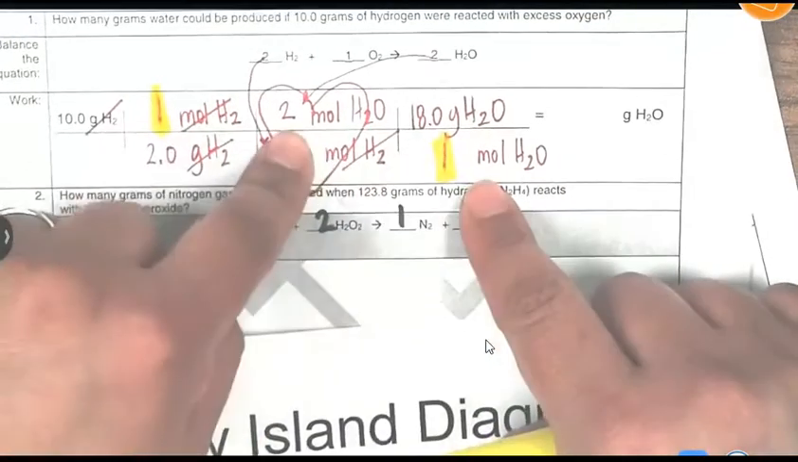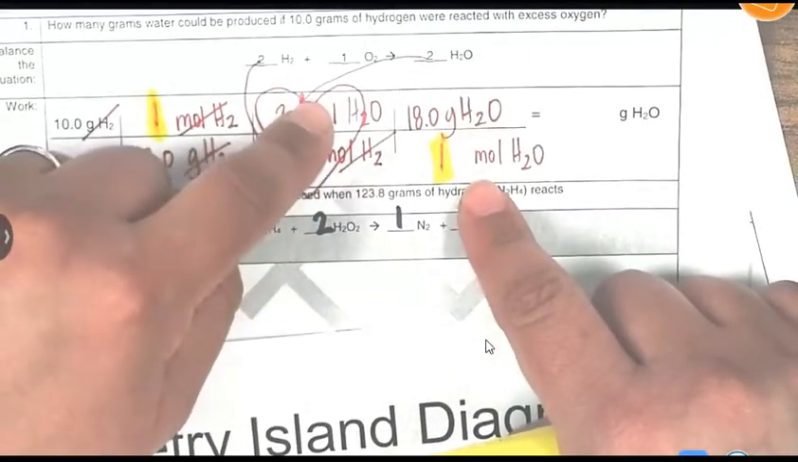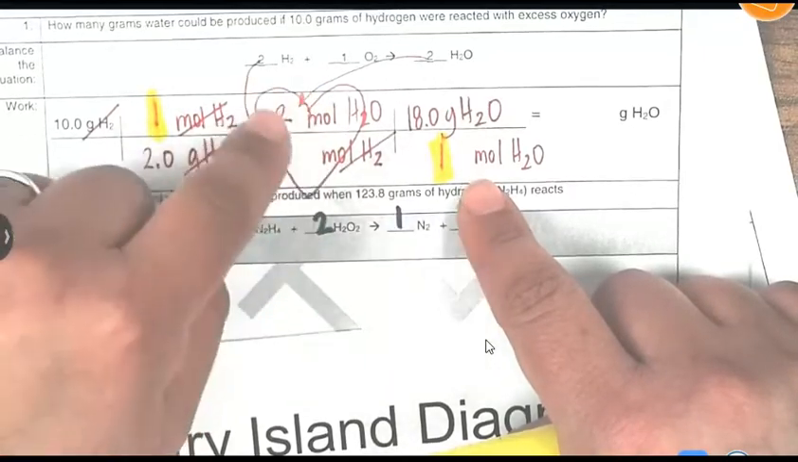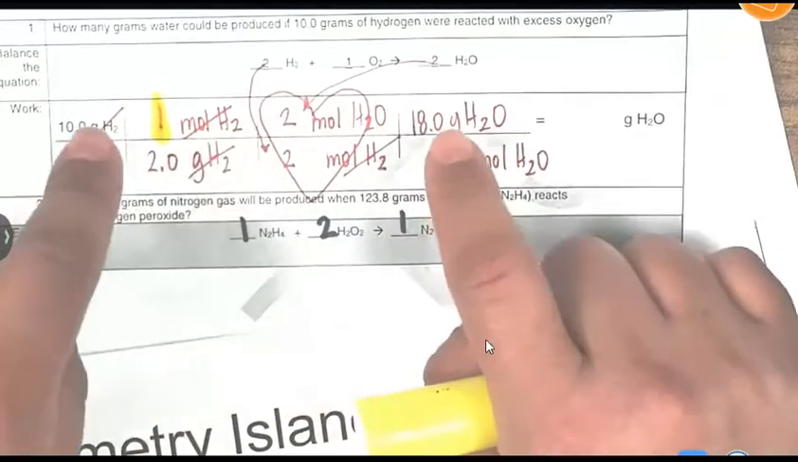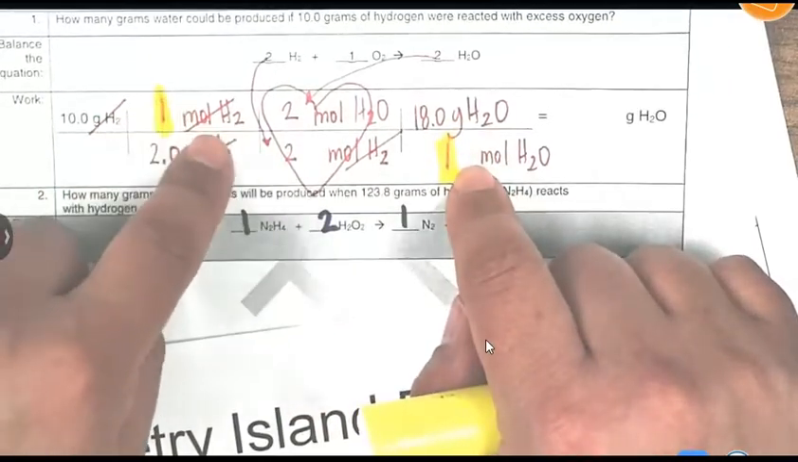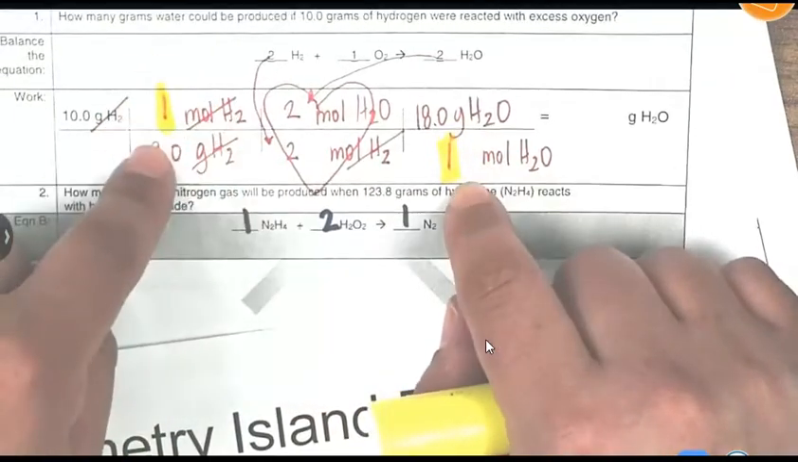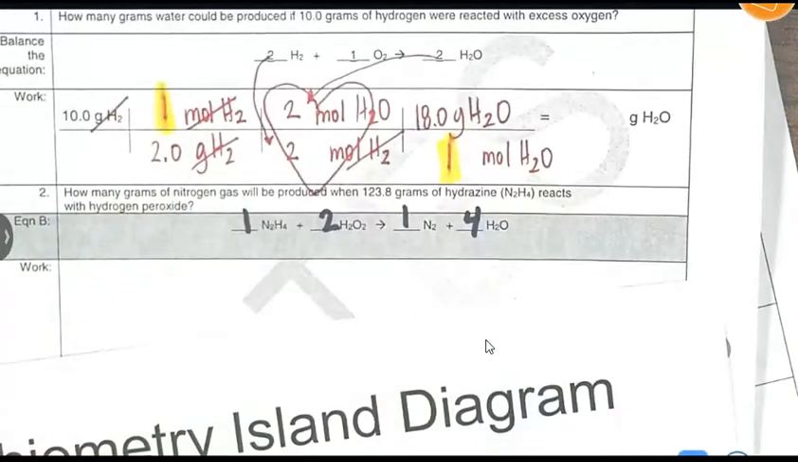So if I circled it, if I put a heart around it, it may or may not have a 1. It depends on the coefficients in the balanced equation. But if it's outside the mole ratio and it has the word mole with it, it better have a 1. Okay? So now I go ahead and put this in my calculator.